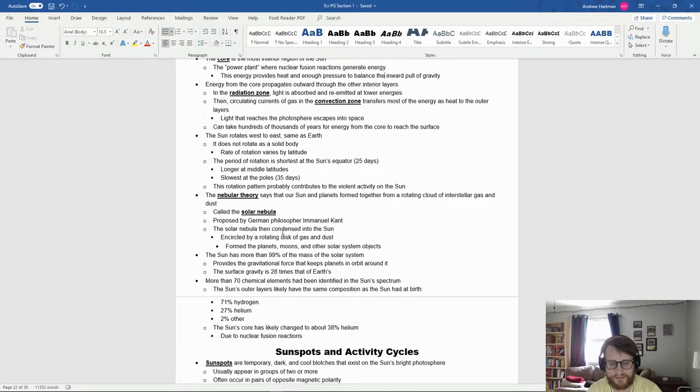And so this rotation pattern actually likely contributes to the violent activity on the sun, because the way it makes all the energy interact is inconsistent, right? It's not moving all at the same time. So you're seeing all of these different atoms and molecules and energy interacting constantly because of these different periods of rotation, which is again why they believe the violent activity of the sun, which we'll talk about here in a bit, occurs.